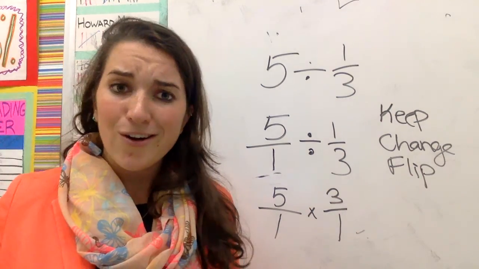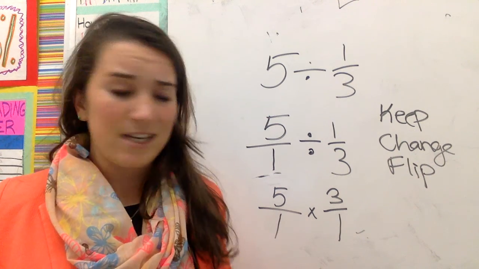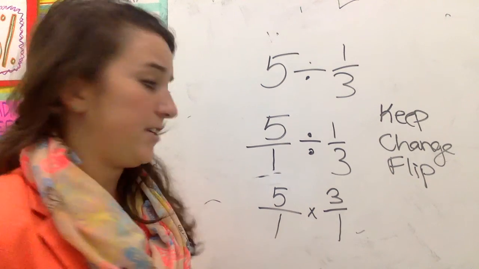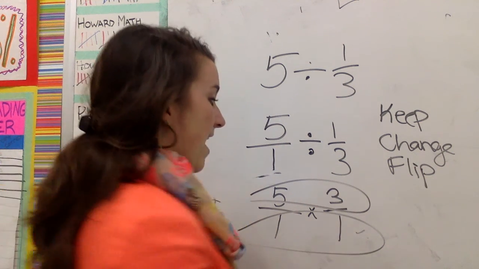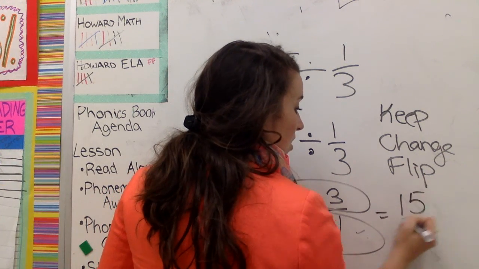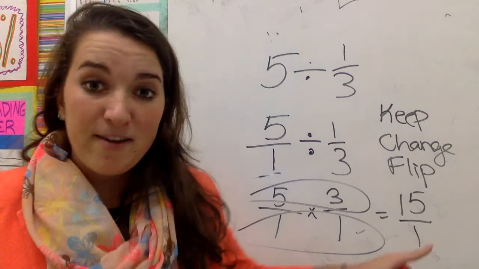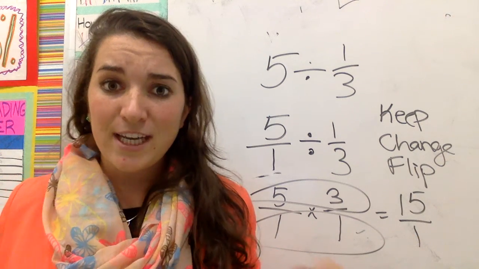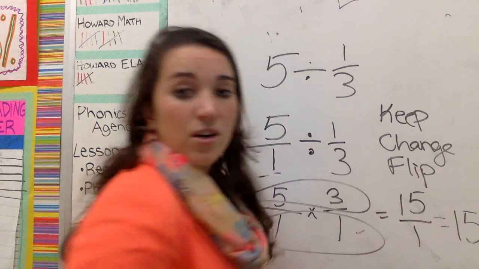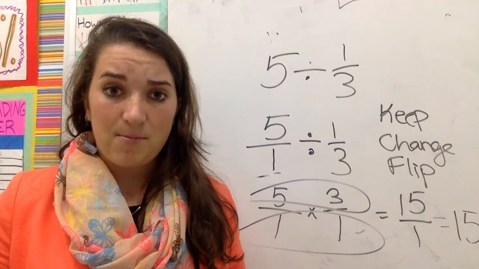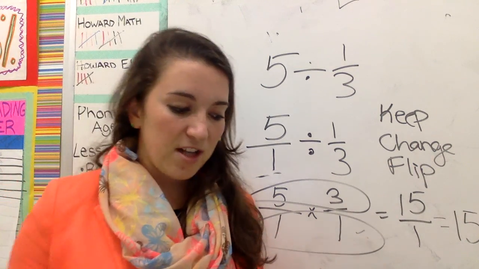Once we've done that, when we multiply fractions, it's super easy because now it's a multiplication problem, not division. So I multiply the top and then multiply the bottom. So I have 15 over 1. 15 over 1 is the same as 15 wholes, which is just 15. So pause this so you can copy down problem number 1. I'm going to move on to problem number 2.